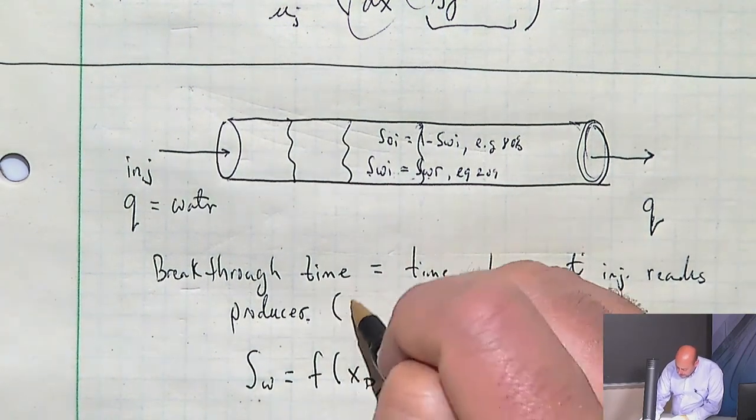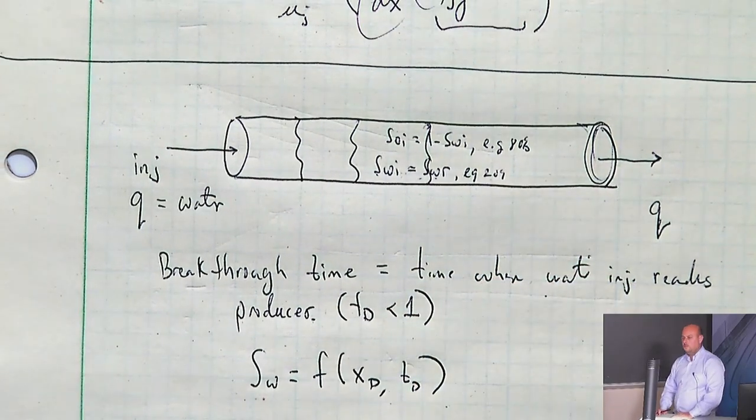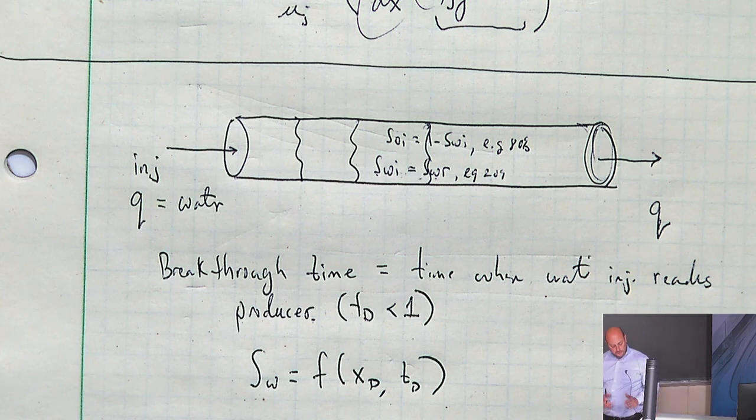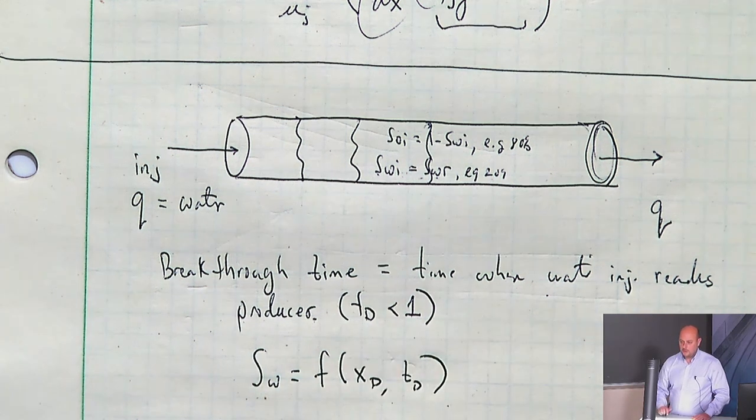By the way, this breakthrough time in dimensionless form is going to be less than one. It's one pore volume. If the breakthrough time was equal to one, that would be perfect. That would be our scenario where we had a perfect piston-like displacement. That would mean we would put in effectively one pore volume of water, it would produce the oil, and we'd be good, but that's not what happens. TD is always less than one and sometimes significantly less than one. And this is going to depend on things like the relative permeability curves.